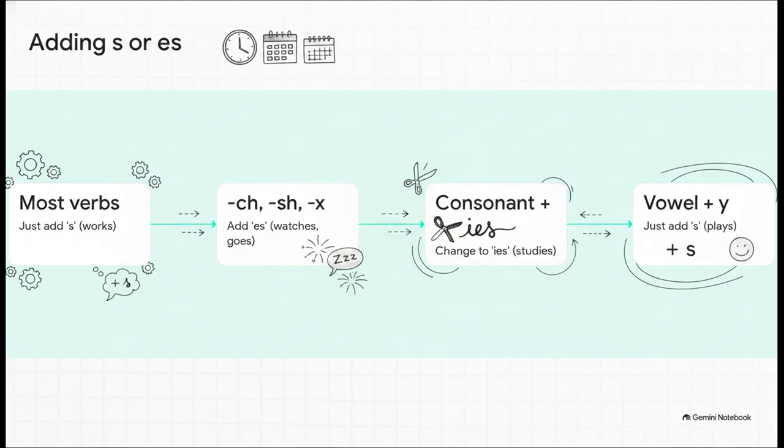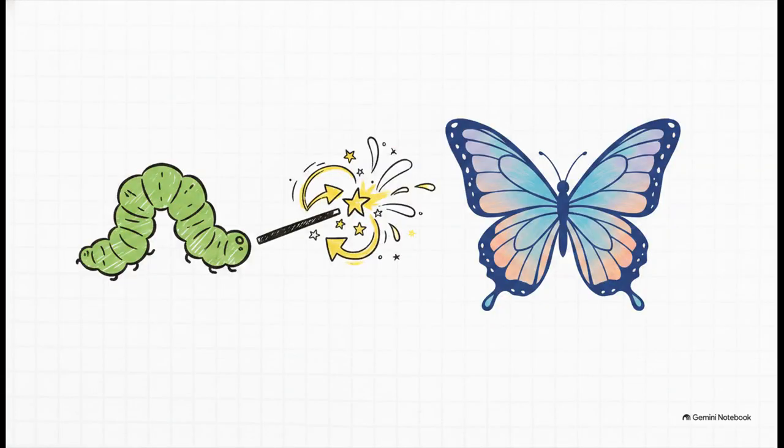Step 3. If it ends in a consonant followed by a Y, you chop off the Y and swap it for IES. Study becomes studies. And step 4. If there's a vowel right before that Y, just leave it alone and add an S. Play becomes plays. Easy, right? I do have to briefly call out one really vital exception, though. The verb have. It definitely doesn't become haves. It just completely does its own thing and transforms into has for he, she, and it. Make sure you keep that one safely stored in your memory bank.